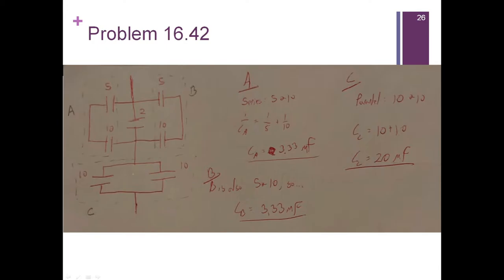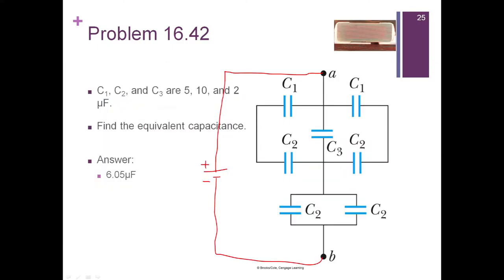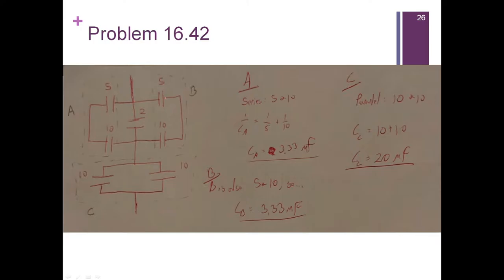So this here is me redrawing the entire situation, and I've put all the numbers in this time. Rather than just saying C1, C2, etc., I've replaced that with the actual numerical value of each one. C1 is 5, C2 is 10, C3 is 2. So I've written all the numbers in instead. I find that that helps a little more.